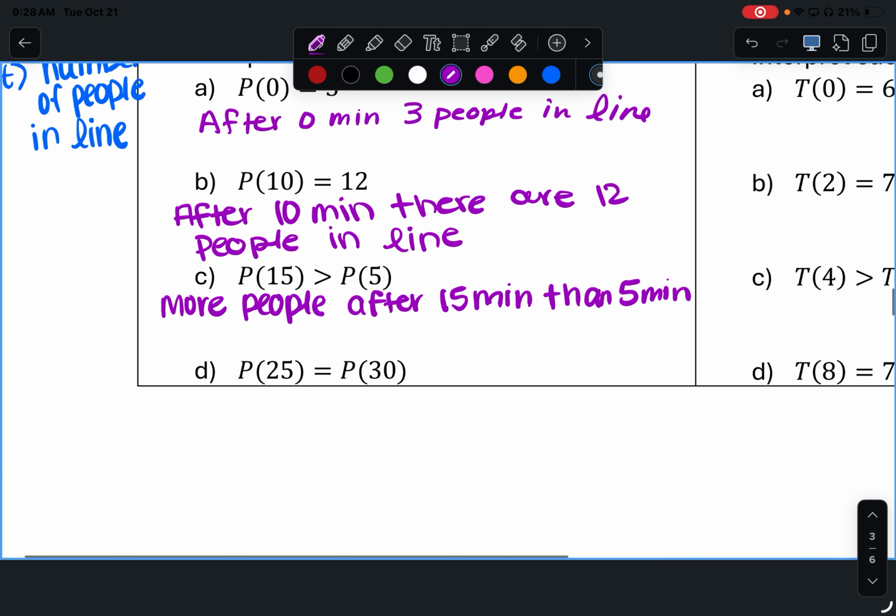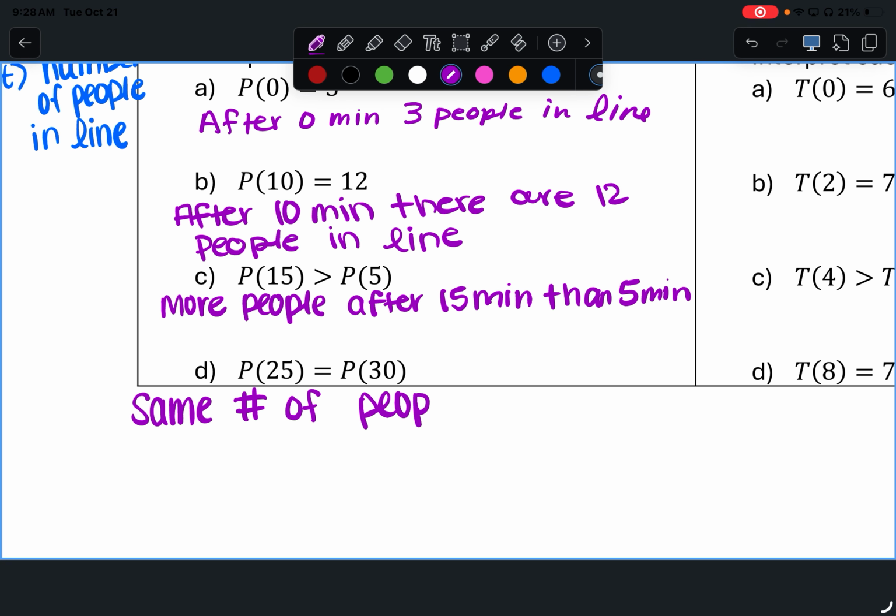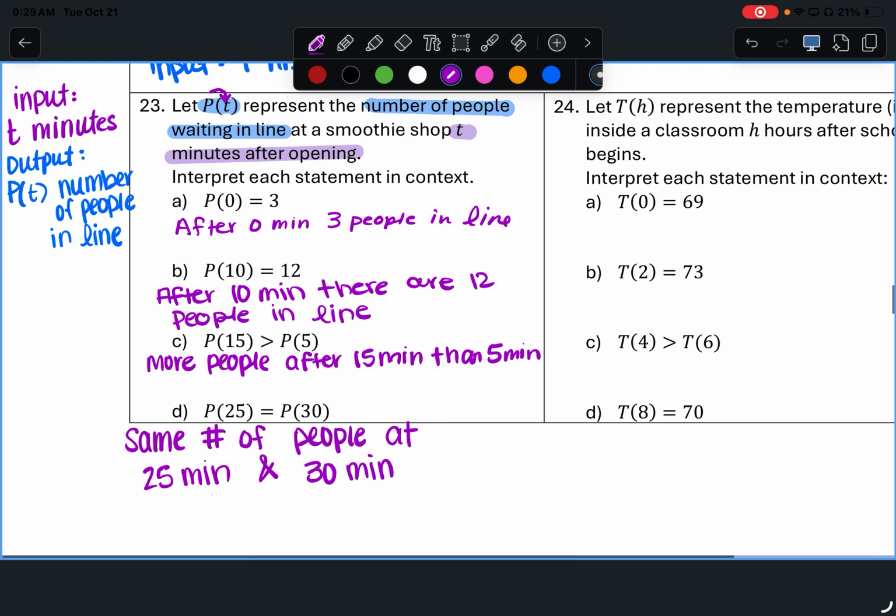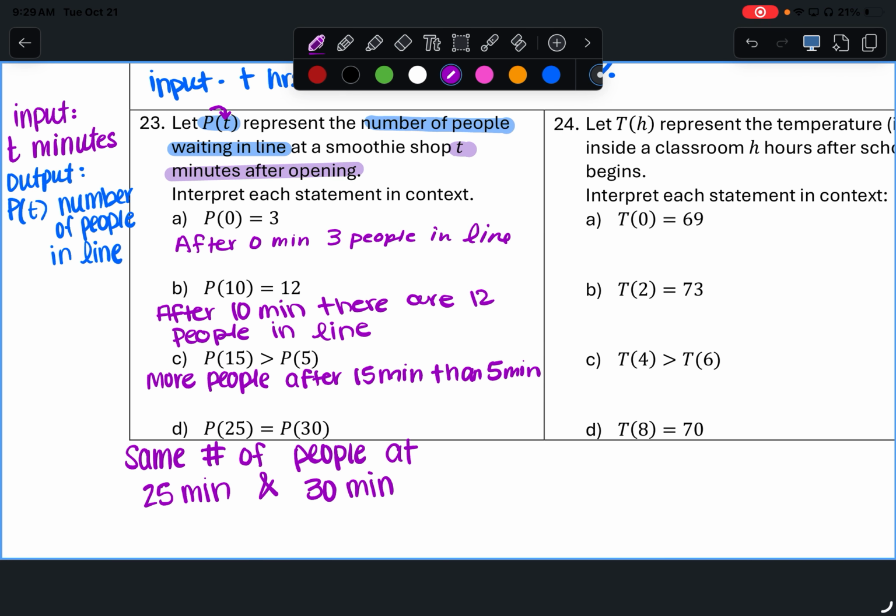So for D, P of 25 equals P of 30. Yep. So the same number of people at 25 minutes and 30 minutes. Do we know how many people are in line? No, just that it's the same. And then we are going to flip to 25.